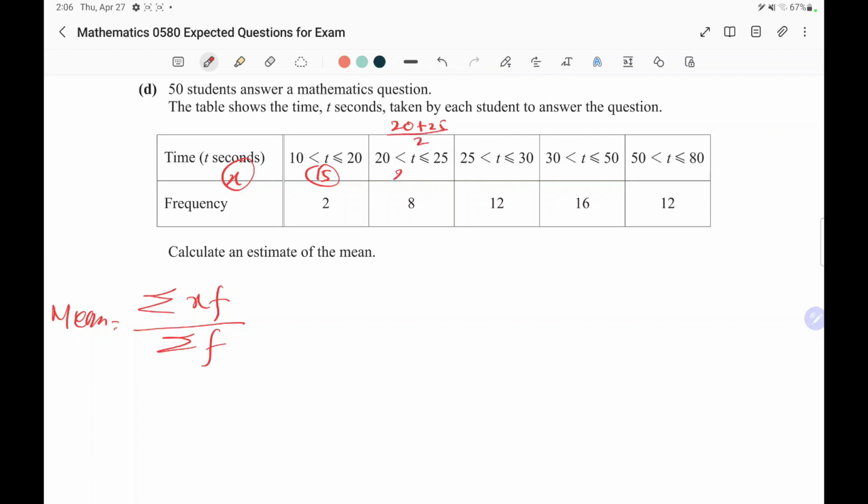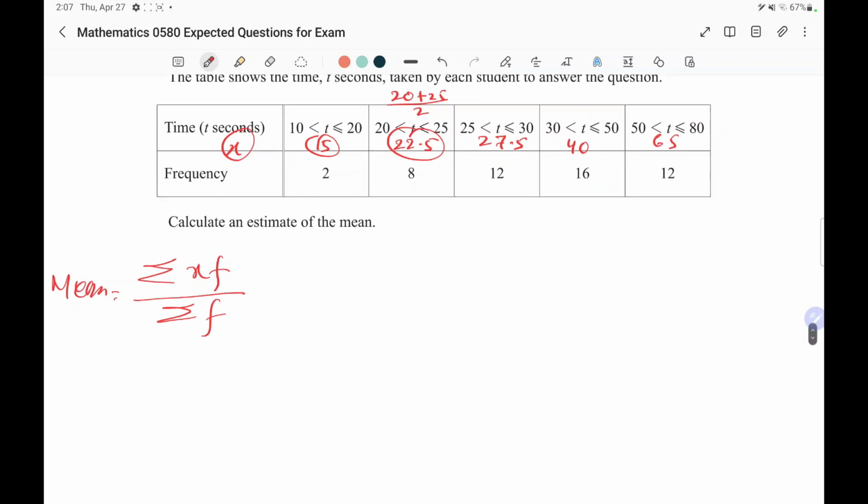So how much? 22.5. Now 25 plus 30 divided by 2, that is 27.5. 30 plus 50 over 2, that is 40. Now 50 plus 80 over 2, that is 65. So we got the x values.